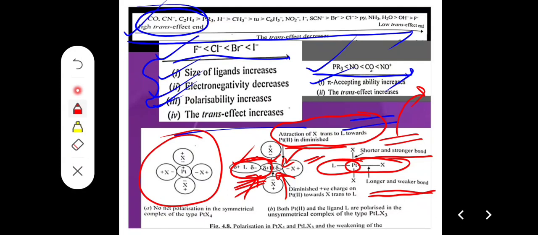Similar things can occur in complex formation. First, all are X. There must be no problem, no asymmetry. But when the ligand approaches, the ligand has more tendency to bind with platinum 2 plus. So platinum and the ligand make a stronger bond, and in that case the platinum-X bond becomes longer and weaker. And what is the consequence? That X leaves, and in the place of X, Y or any incoming group is attached.